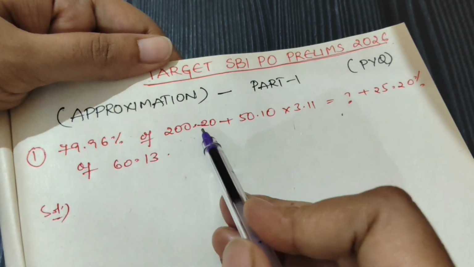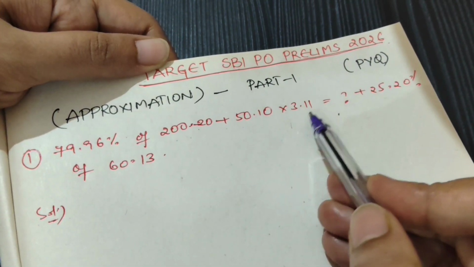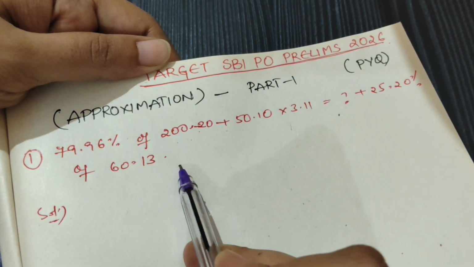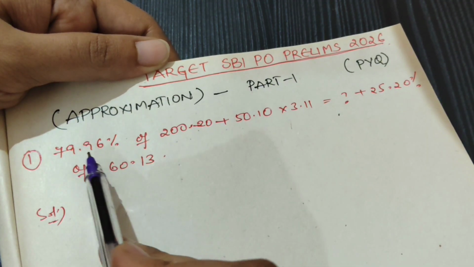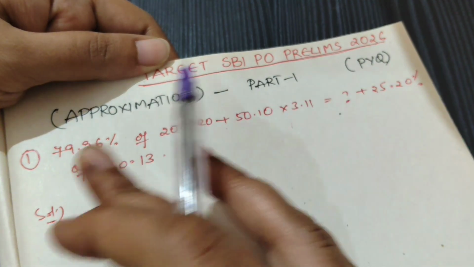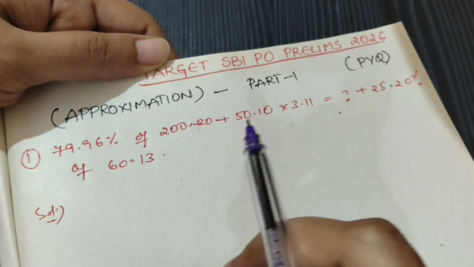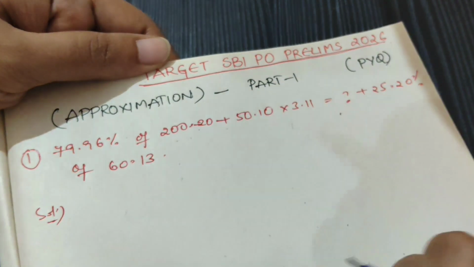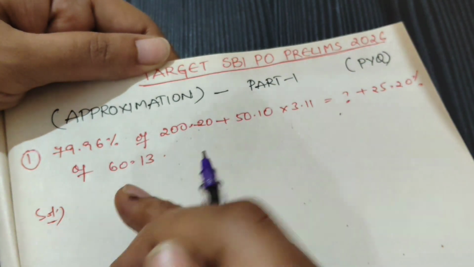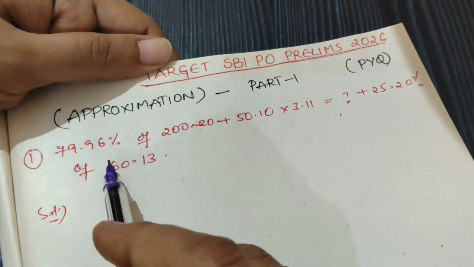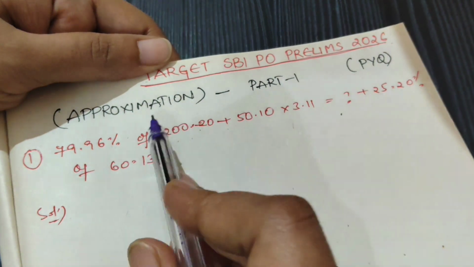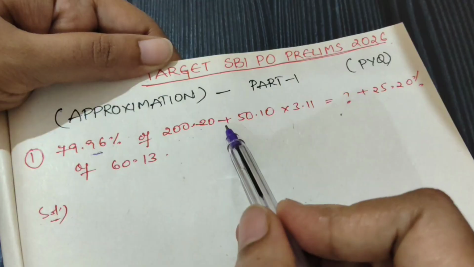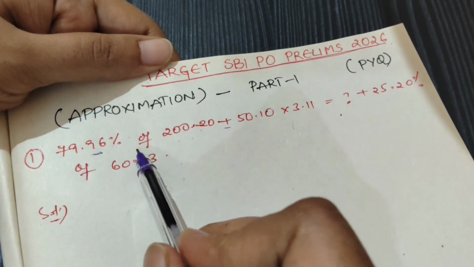79.96% of 200.20 plus 50.10 into 3.1 equal to question mark plus 25.2% of 60.13. As you all know, percent means 1 by 100. After the decimal, if you get more than 5, you need to take the next round figure. That you need to remember in approximation. In simplification the values are given directly, but this round off is very important. Sometimes options will be near, so be careful when solving approximation, try to take the nearest round figure, and be mindful about the signs.